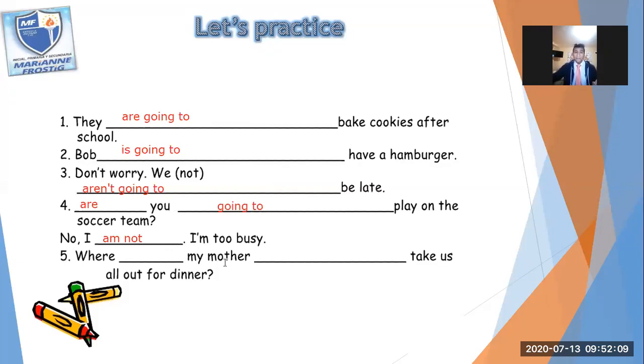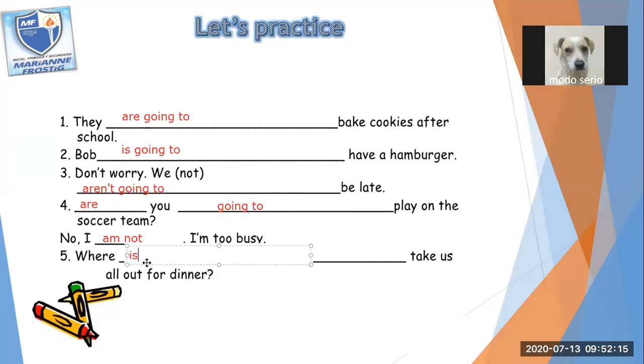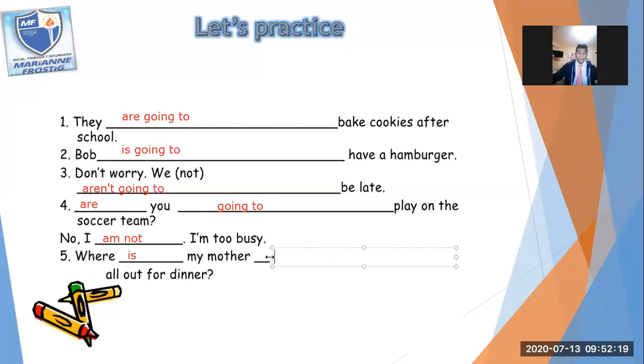My mother. Where is my mother going to take us out for dinner? Very good. Where is my mother going to or gonna take us out for dinner? Very good, very good. We have finished these 5 activities, okay?